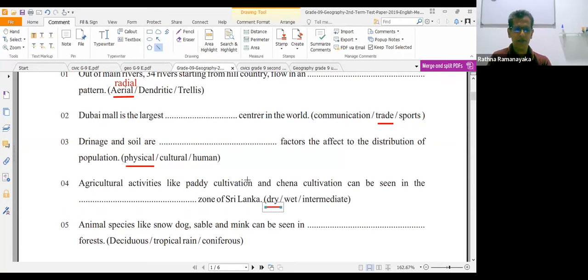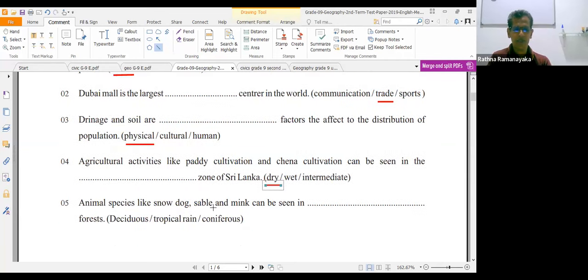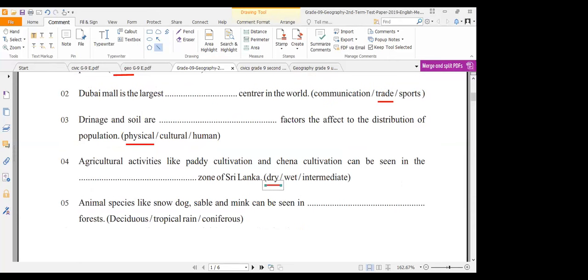Wetland cultivation. Animal species like snow dog, sable, mink can be seen in the forest. In what type of forest can they be seen? Coniferous forest. Yes, correct, coniferous forest.